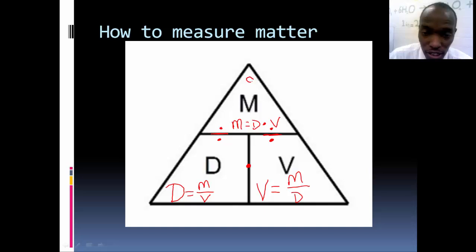Remember that mass is measured in grams, volume is measured in cubic centimeters or milliliters, either one. And density, its unit of measurement is grams per cubic centimeter or grams per milliliter. All right? So it's just these two. So for the density, you take both of them. Grams per cubic centimeter or grams per milliliter, depending on which unit you're using, milliliters or cubic centimeters.